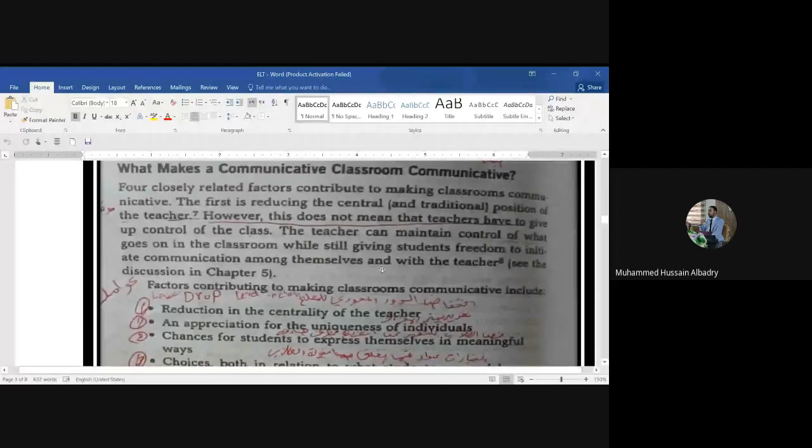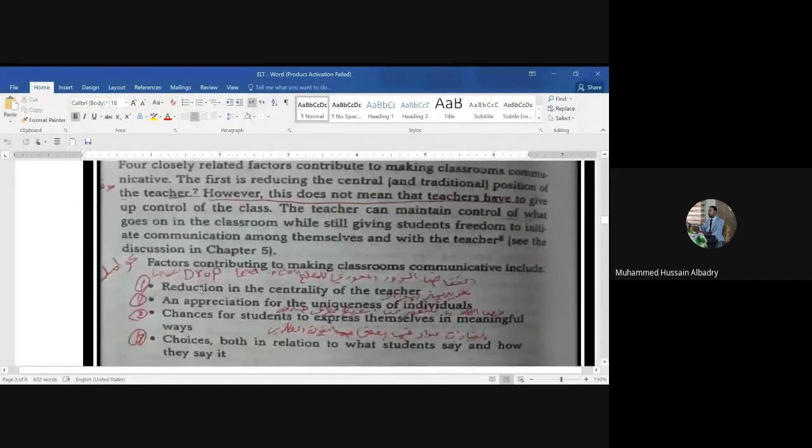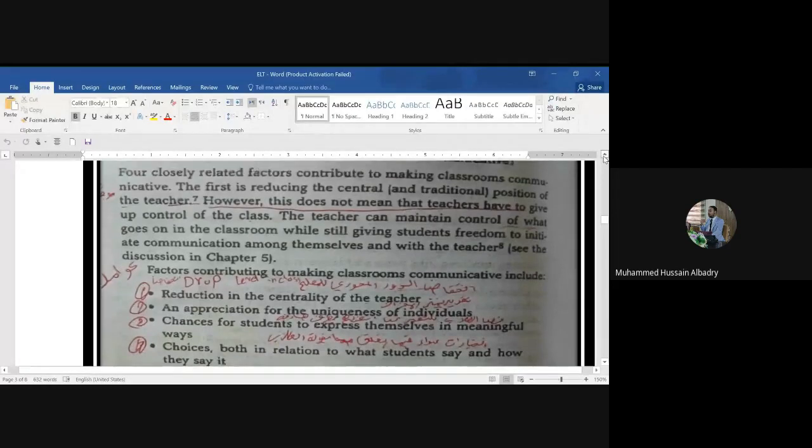Okay. Number 1. Let us read them. I will read them, then I will explain them. Reduction in the centrality of the teacher. Number 2, an appreciation for the uniqueness of individuals. Number 3, chances for students to express themselves in meaningful ways. And the last one, choices both in relation to what the students say and how they say it. We will explain one by one.